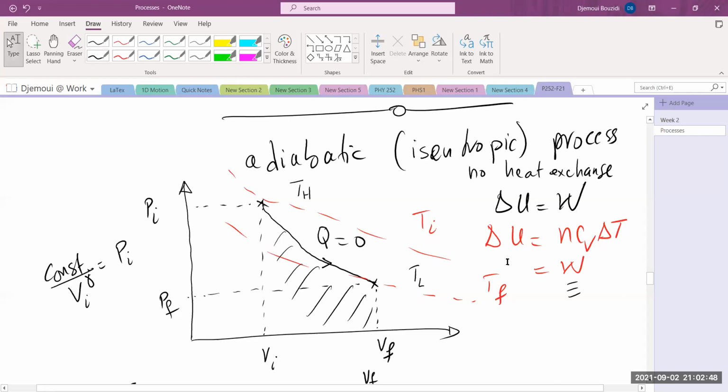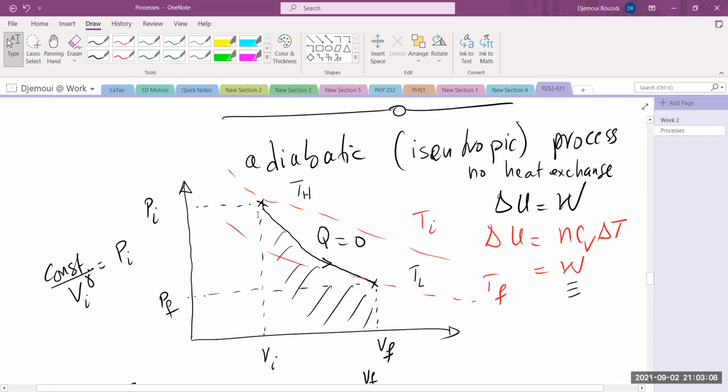The work must be negative. Why do I know that it's negative? Because n is a positive number, and Cv is a constant, and delta T in here is negative because, again, T hot usually is higher than T low. That's how it's supposed to be, at least from this graph.